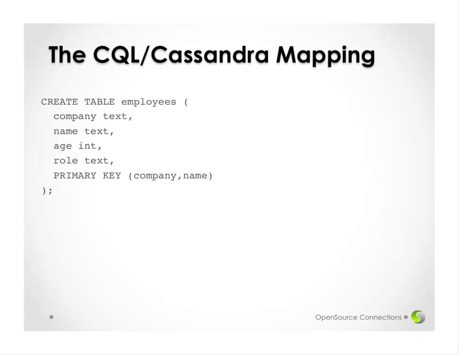Here's a create table statement. We're going to create an employees table: company text, name text, age integer, role text, primary key, and we've got this weird compound primary key. This is very important. Look at what happens with this as we talk about it.